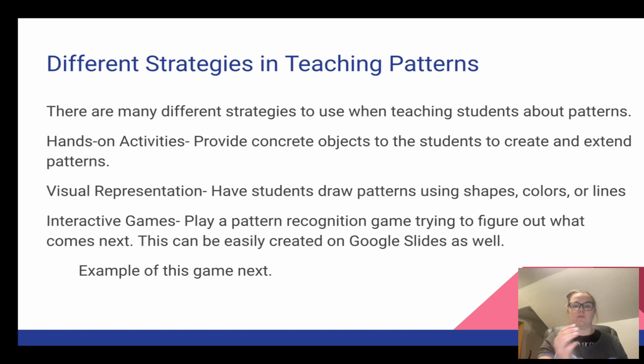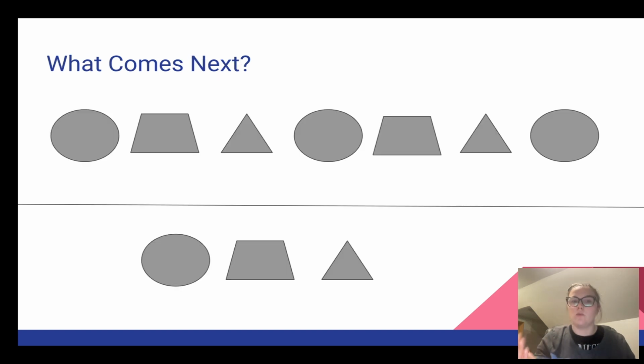An example of this game is actually Next. I just created it just for an idea. So what comes next? You have this pattern of a circle, trapezoid, triangle, circle, trapezoid, triangle, circle. So what would come next? And then these are your options: a circle, a trapezoid, or a triangle. And the correct answer is a trapezoid. So this is an example of a repetition pattern.